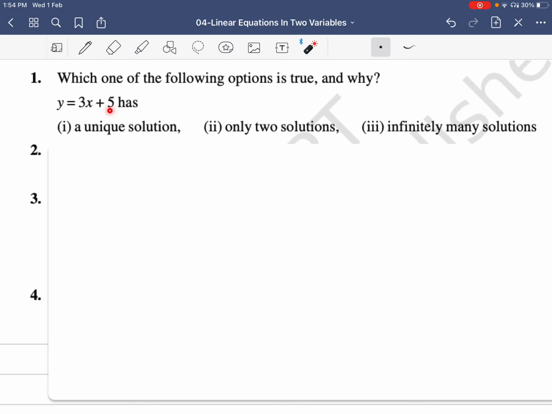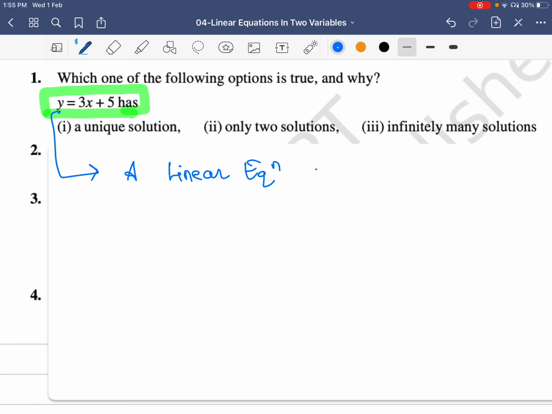Y is equal to 3x plus 5 has number 1, a unique solution. Number 2, only two solutions. Number 3, infinitely many solutions. Clearly, when you look at this equation, we have to understand that it is a linear equation, but in how many variables? In exactly one variable. That variable is x. So, given y is equal to 3x plus 5 is a linear equation in one variable.